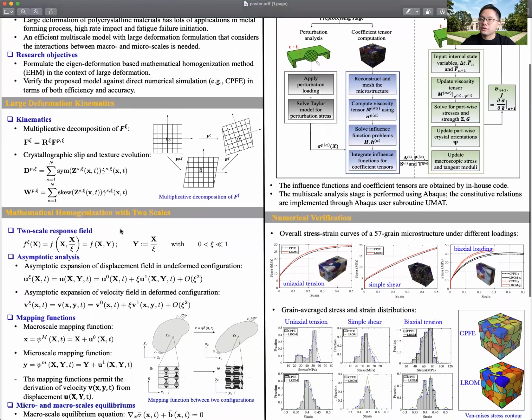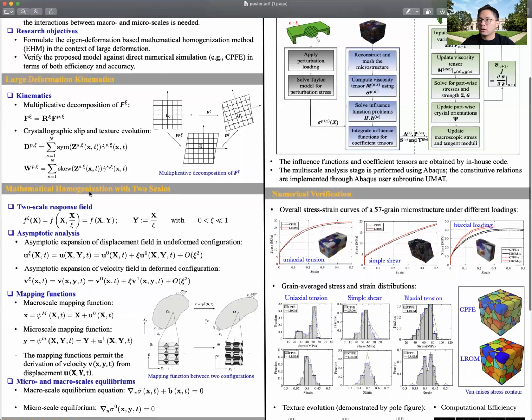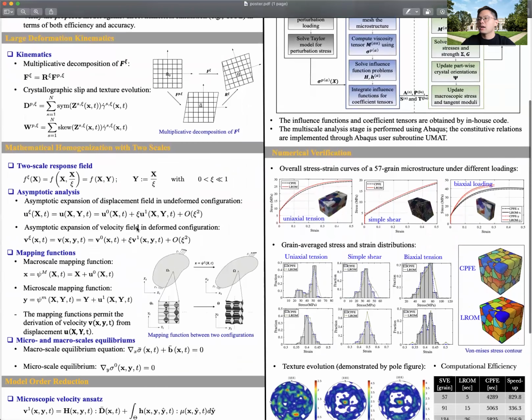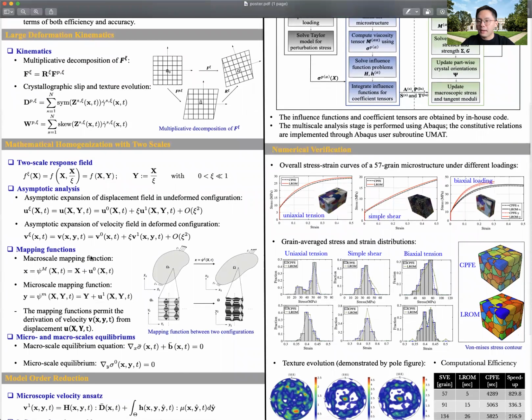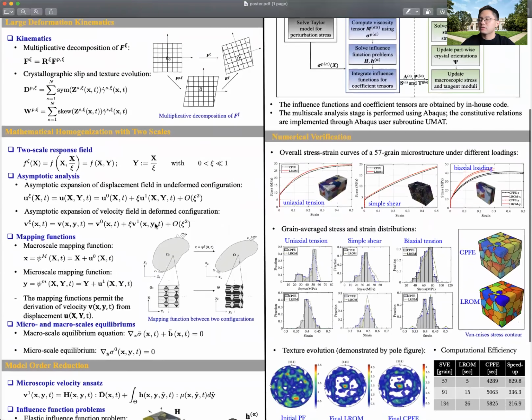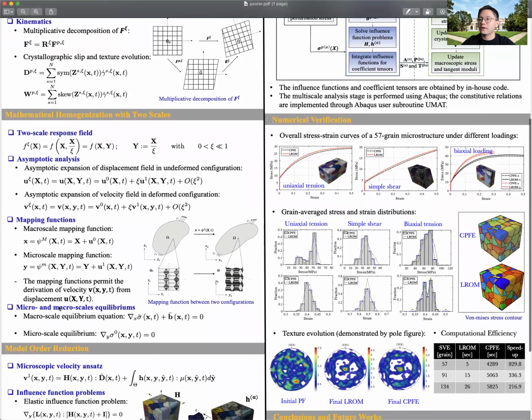material. And then to proceed, we introduce the mathematical homogenization with two scales, where we introduce a two-scale response field and two configurations, deformed configuration and undeformed configuration. In particular, we introduce the mapping functions between these two configurations for both of the scales, and then to proceed and apply asymptotic analysis to obtain the micro and the macro equilibrium equations.